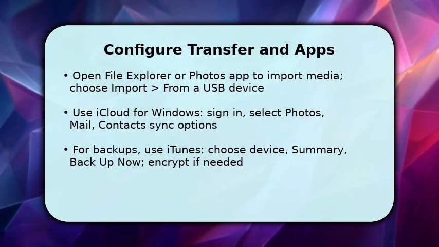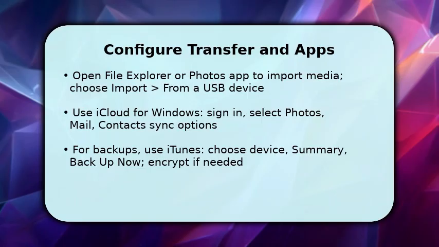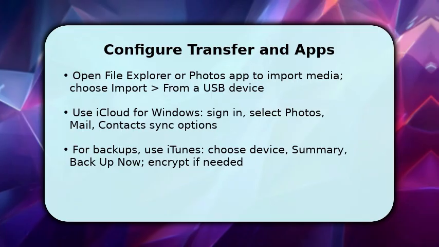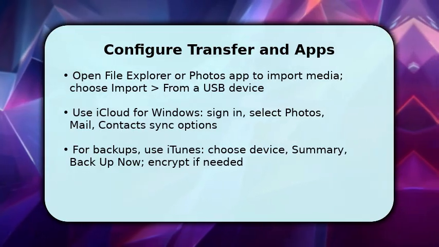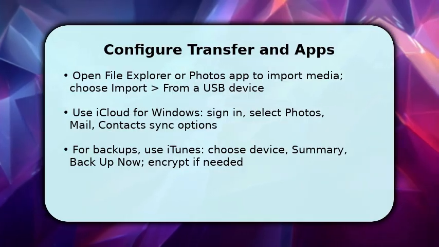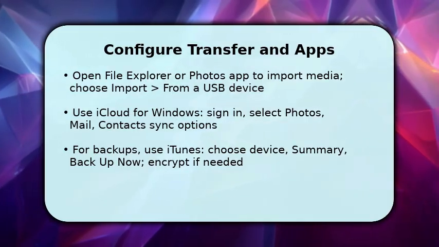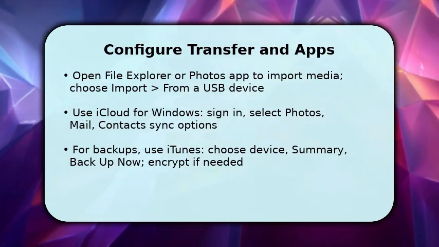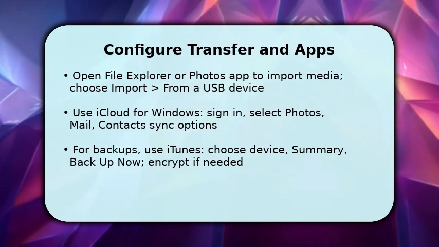Next, you configure how content moves between devices. If you want photos, open Photos app, select Import then from a USB device. Windows will scan and let you pick items. For broader sync, install iCloud for Windows, sign in with your Apple ID, and enable Photos, iCloud Drive, or Mail so changes sync automatically. This uses cloud storage rather than direct transfer.